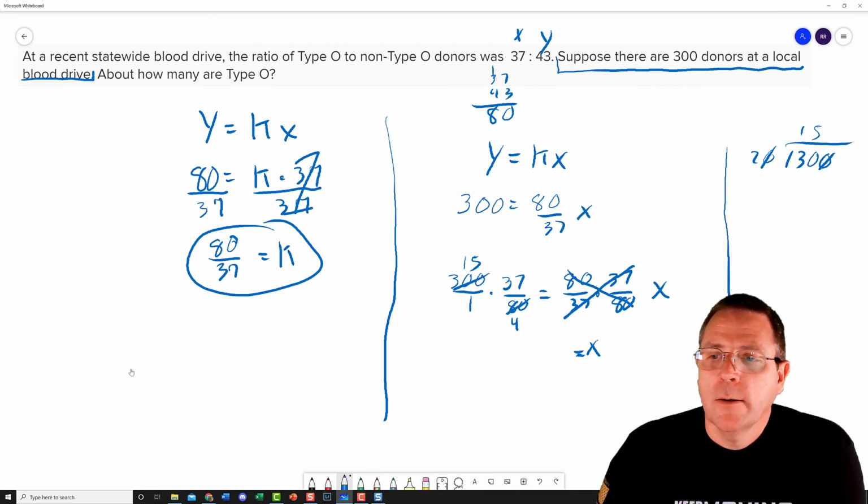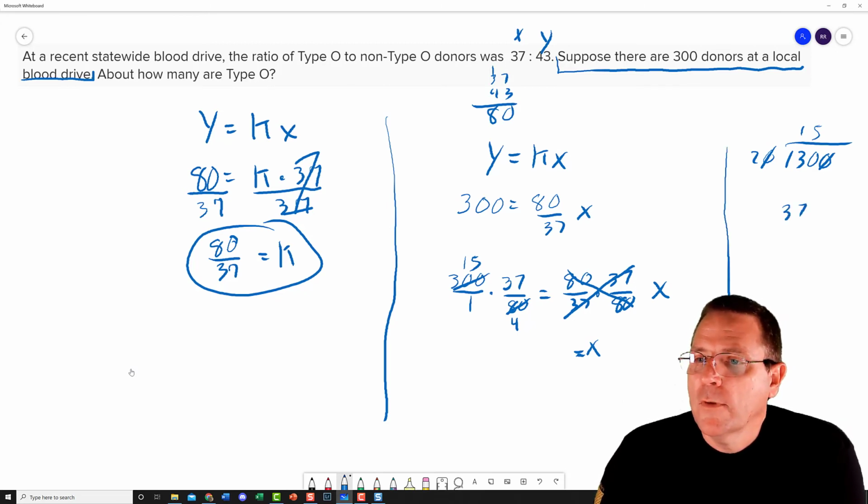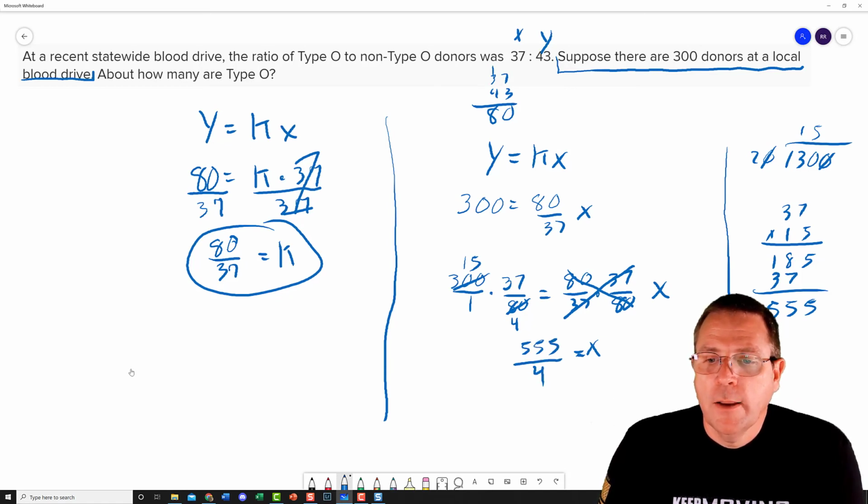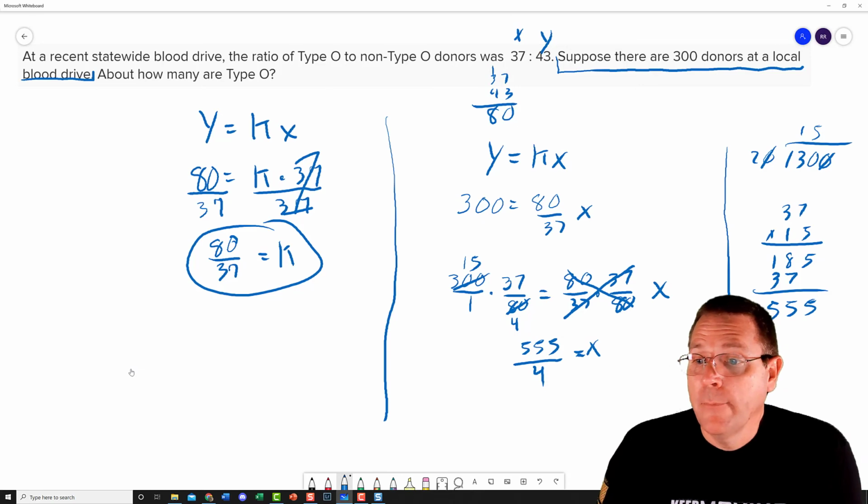Now I need to multiply my 37 and my 15. When I do that, 5 times 7 is 35. 5 times 3 is 15, that makes it 50. This would be a 7 and a 3. Add those up, and I get 555 divided by 4. We're not done yet. We're going to have to do some long division.